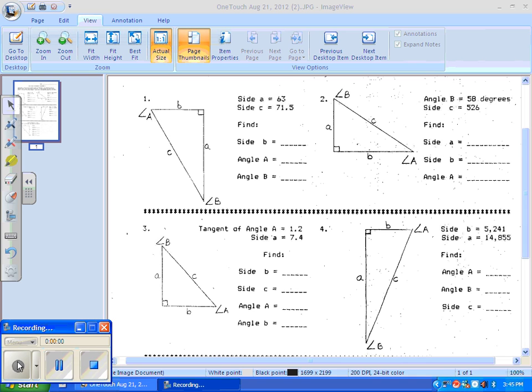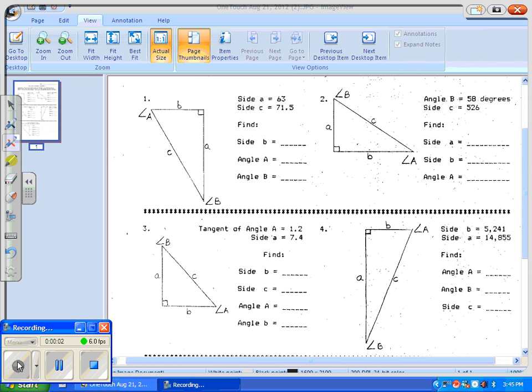All right, in the first problem on this little worksheet, we have side A is 63 and side C is 71.5. It says find side B, angle A, and angle B. If this thing were laying down on its side, we would look at this angle right here, angle B.